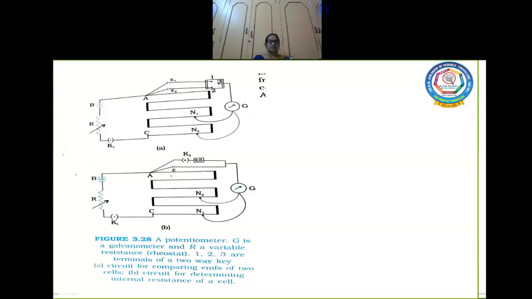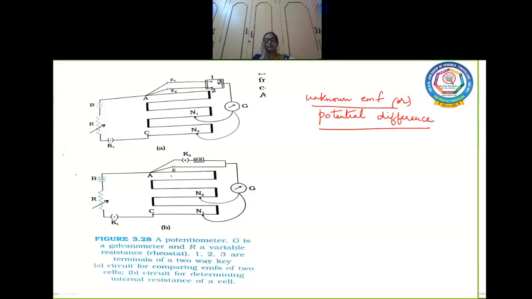The topic is potentiometer. This is an instrument which is used to measure an unknown EMF, not resistance, EMF, or otherwise you call it potential difference. So you can measure the value of potential difference using a potentiometer. Also this is used to compare the EMF of two cells, and we can also measure the internal resistance of any particular cell whose EMF is known. That also can be measured using a potentiometer.